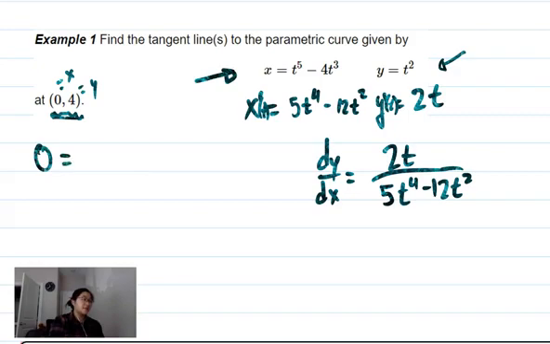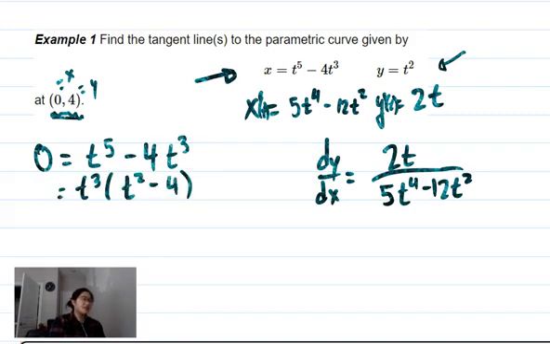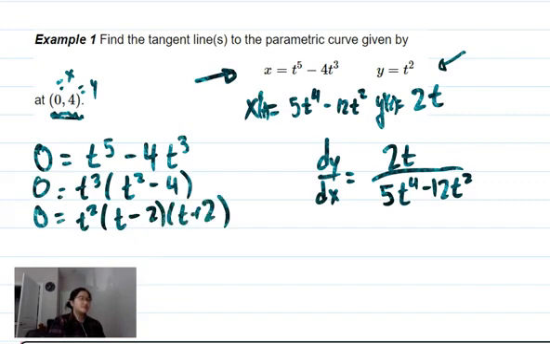So when is 0 equal to x? When 0 equals t to the 5th minus 4t cubed. This is secretly more algebra, so we get t cubed times t squared minus 4 equals 0, and then that factors, right, because it's a difference of squares, so we end up with t cubed times t minus 2 times t plus 2. So t can be 0 or plus or minus 2, right? Okay, so those are some options for our t's.